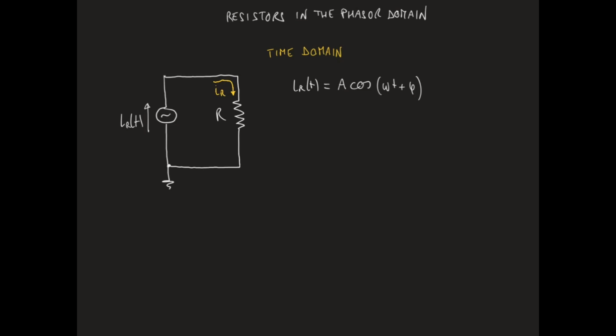By Ohm's law, we know that the voltage VR across the resistor will be given by R times the current IR of t, or RA times the cosine of omega t plus phi.